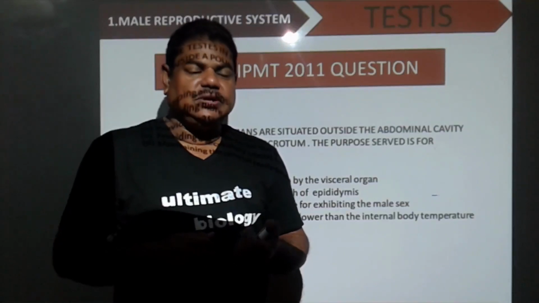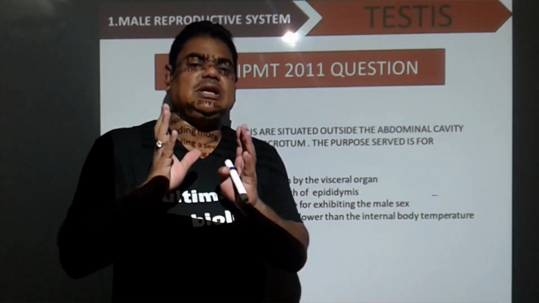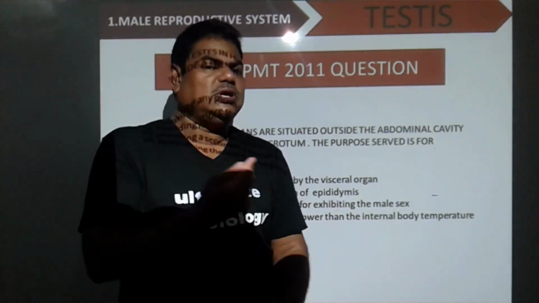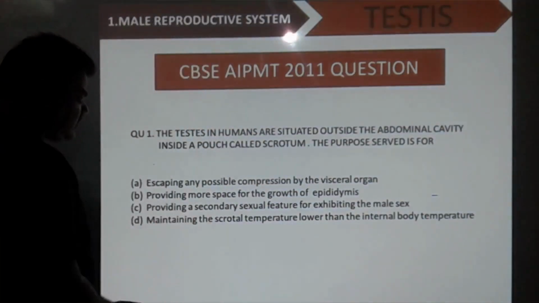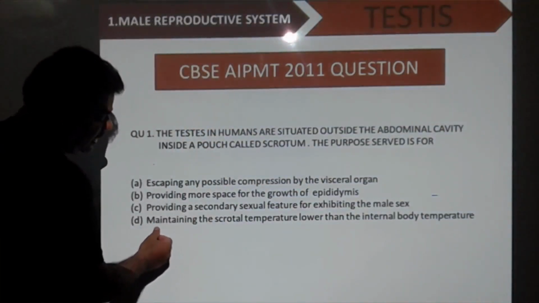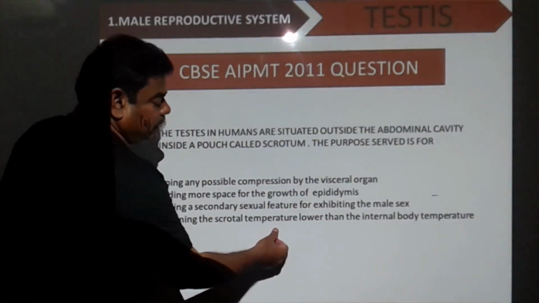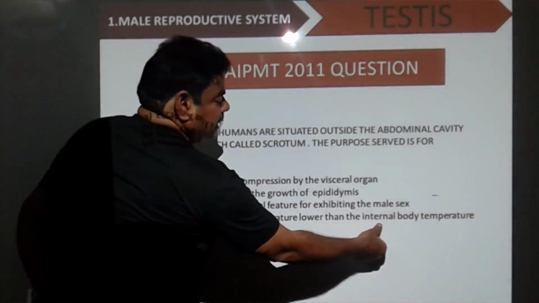These are the secondary sexual characters. These secondary sexual characters totally depend on hormones, which means this is also not a correct answer. The correct answer is this one: maintaining the scrotal temperature lower than the internal body temperature.